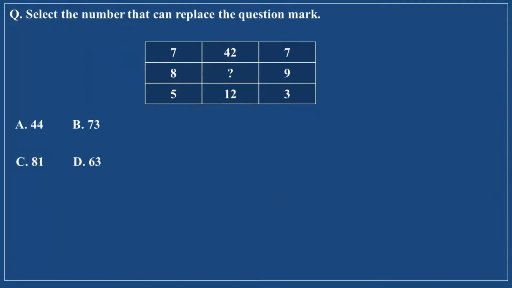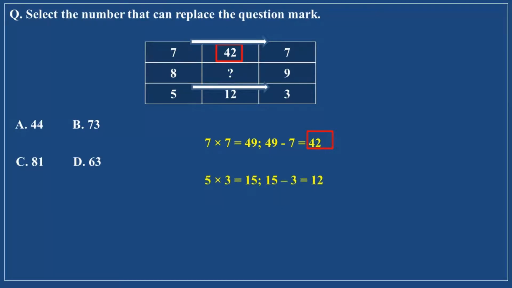Select the number that can replace the question mark. In this matrix, 7 is multiplied by 7 to get 49, and 7 is subtracted from 49, which is equal to 42. Similarly, in the third row, 5 is multiplied by 3 to get 15, and 3 is subtracted from 15, which is equal to 12. Likewise, in the second row, 8 is multiplied by 9 to get 72, and 9 is subtracted from 72, which is equal to 63. Hence, option D is the right answer.